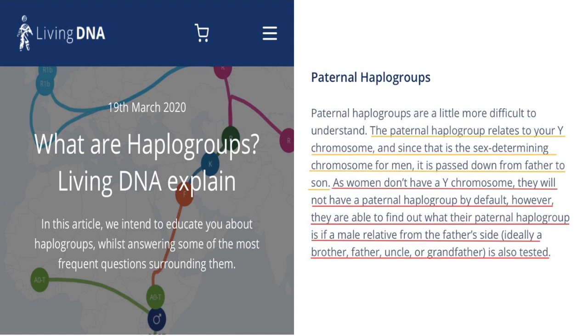What are haplogroups? Living DNA explain. The paternal haplogroup relates to your Y chromosome, and since that is a sex-determining chromosome, for men, it is passed down from father to son.